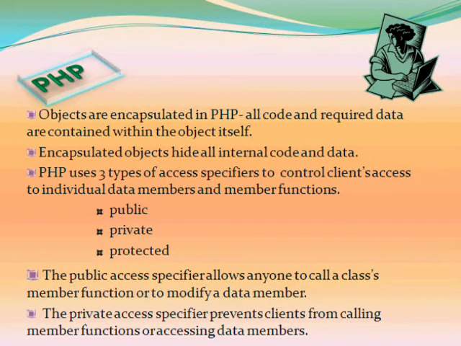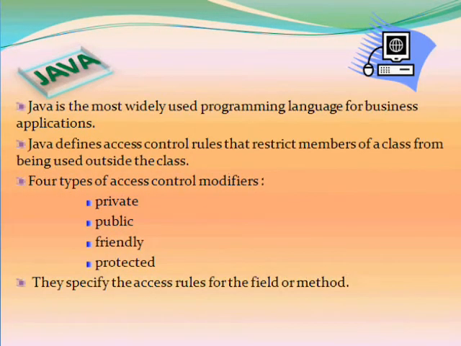PHP is a scripting language which uses 3 levels of access specifiers to control the level of visibility of its data. Those access specifiers are public, private, and protected. Java is the most widely used programming language for business applications. It uses 4 levels of access specifiers, namely private, public, friendly, and protected.